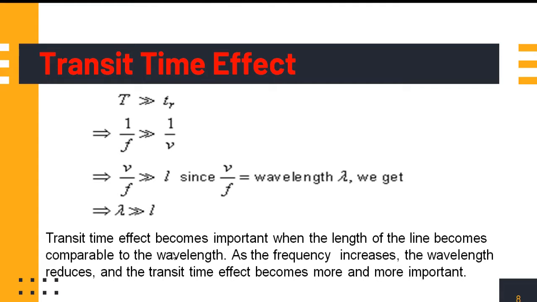We know that capital T is nothing but the time period, that is nothing but 1 divided by f. F is nothing but the frequency, very, very greater than L divided by V. So V divided by F is very, very greater than L. Since V by F is equal to the wavelength lambda, we will get lambda very, very greater than L. L is nothing but the length of the line.